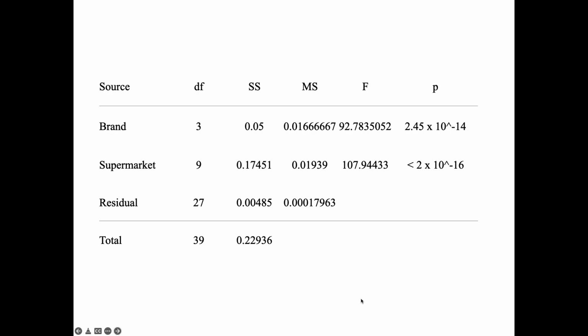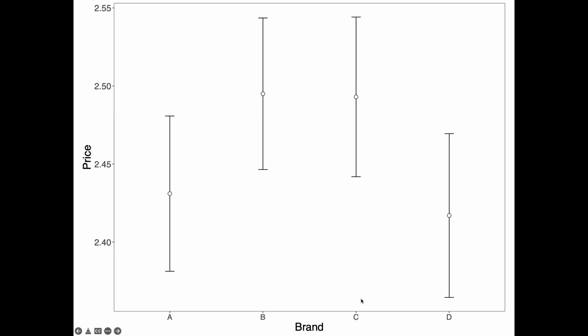Both of these things are very large F statistics, and so both of these things are significant. There is variation among brands. Some brands are more expensive than other brands, and there is also variation among supermarkets. So one way you could plot this, if you were making a graph, is to look at variation among brands. These are means and 95% confidence intervals.